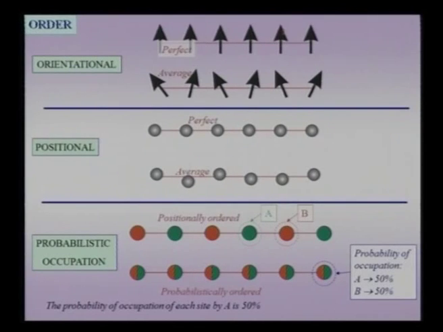So, this example of a crystal we have seen before, wherein you have a set of arrows which are at lattice points all ordered perfectly. Now, this kind of a thing, you can see, is obviously a positionally and orientationally ordered crystal, the one on the top.